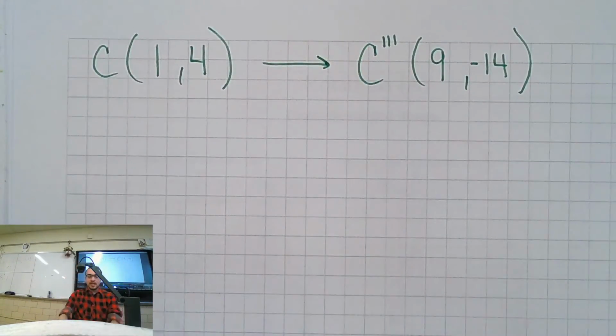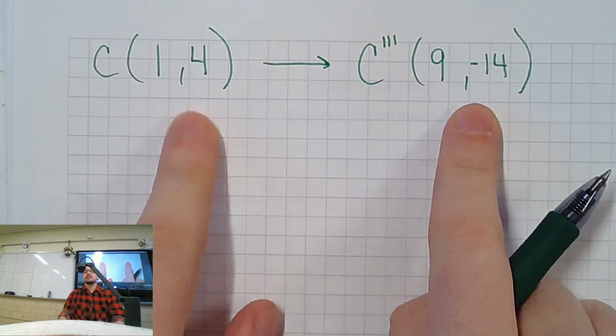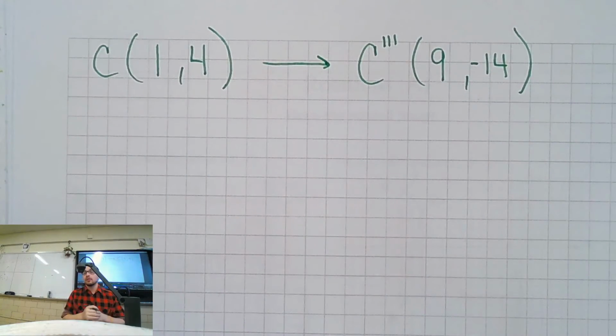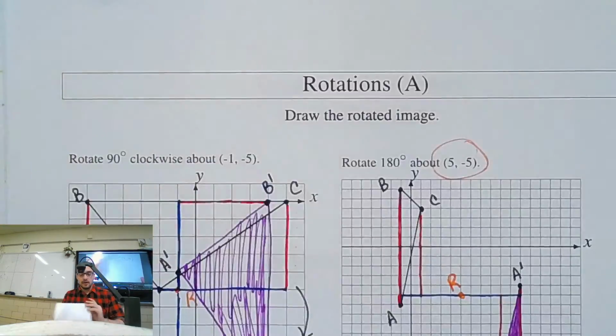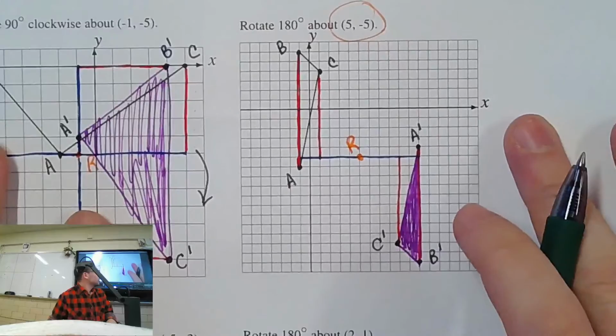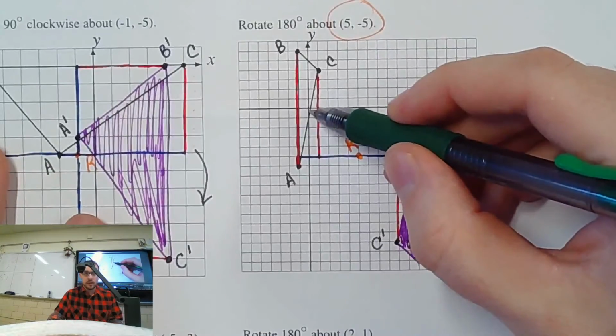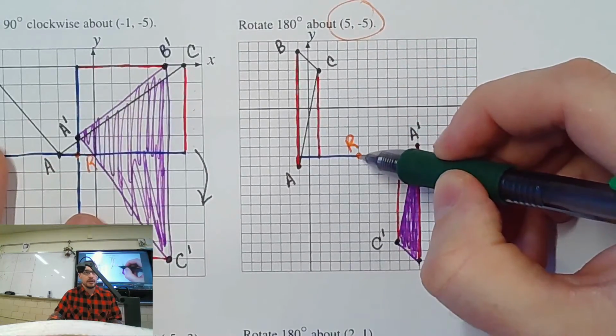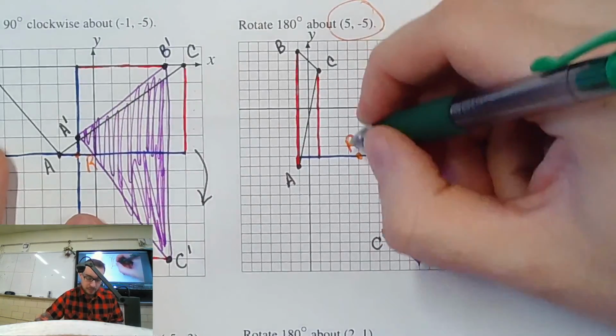So how do we get there? Right, it's obviously not just change the signs, even though that is the rule for 180 rotations, right? Here's what's going on. Our center of rotation moved from the origin to here. What we're going to do is we're going to move it back.